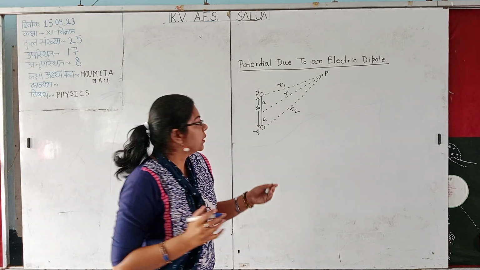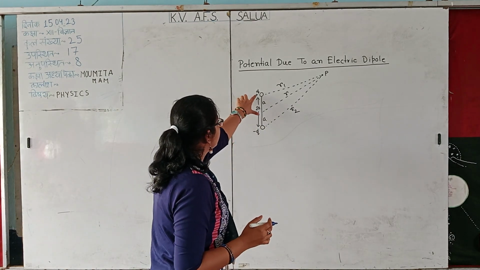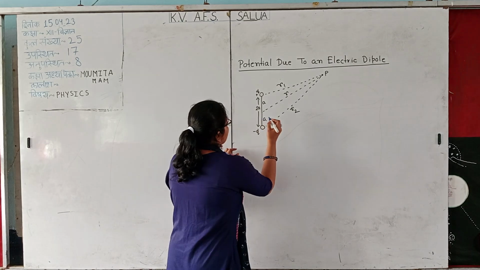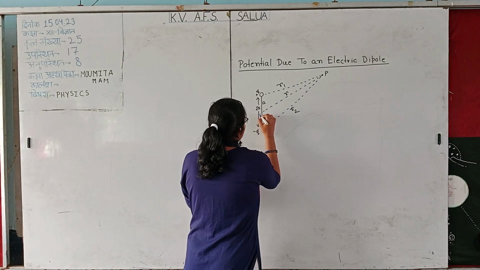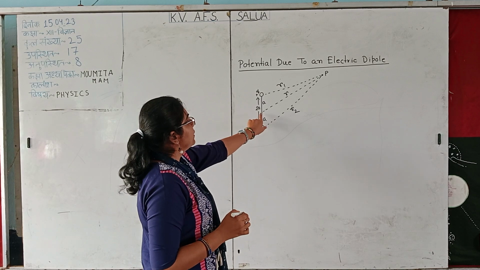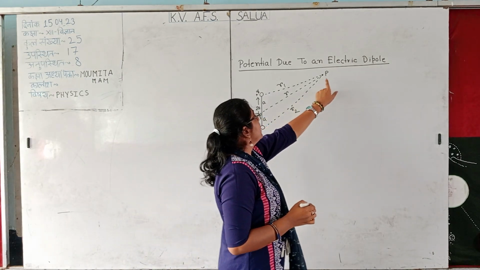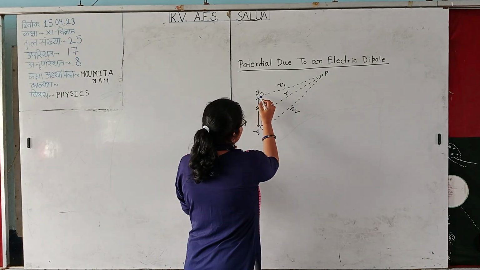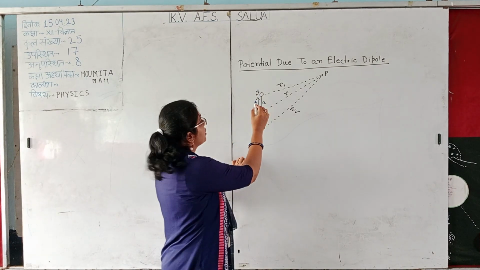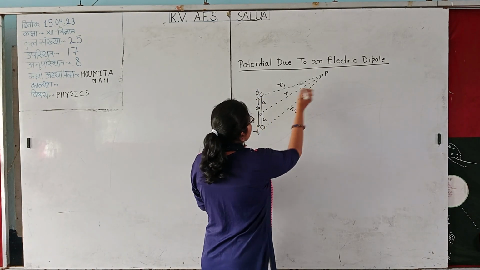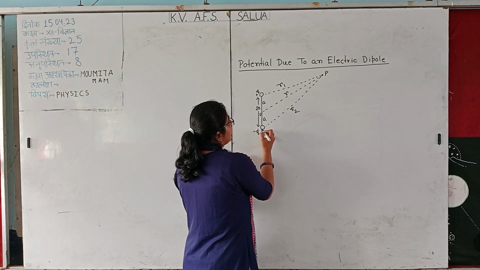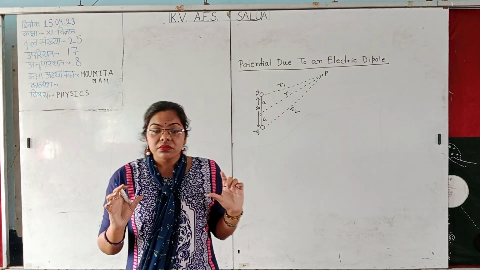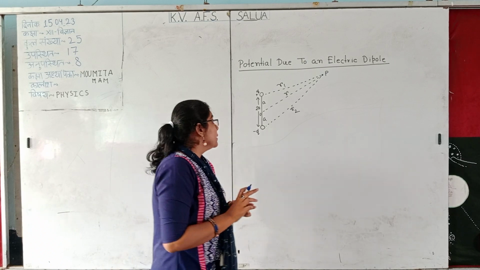See my dear students, here the total distance between the two point charges plus q and minus q is twice a, and we consider the midpoint as the origin, that is O. From the origin to the point P the distance is r. From the positive charge plus q to the point P the distance is r1, and from the negative charge minus q to the point P the distance is r2. Okay, is it clear?